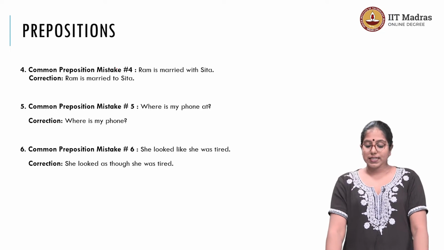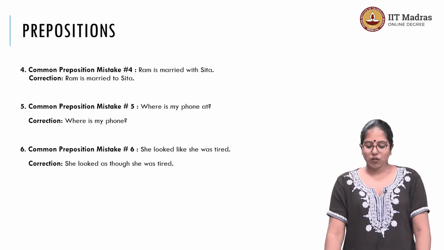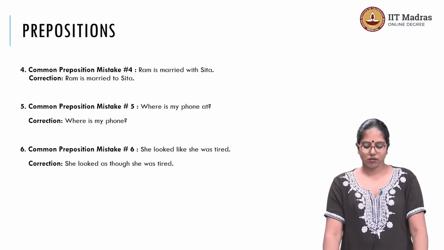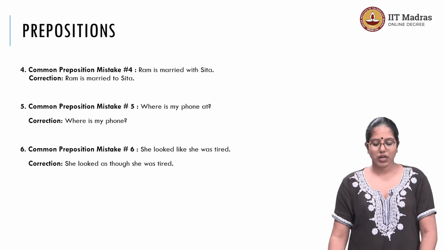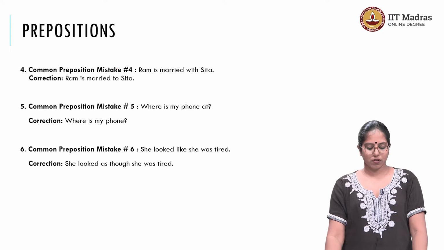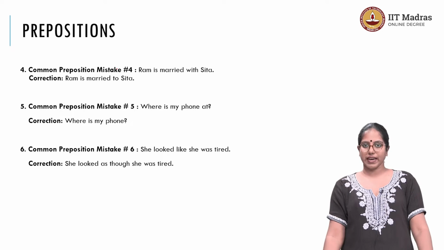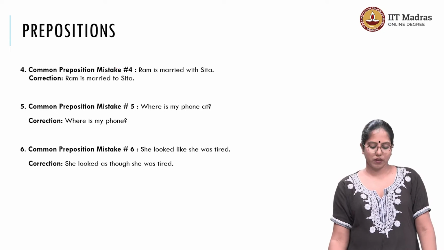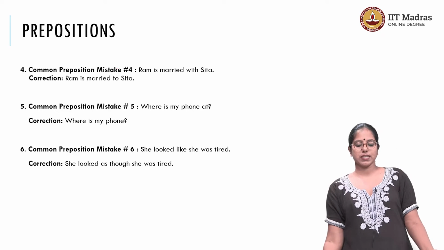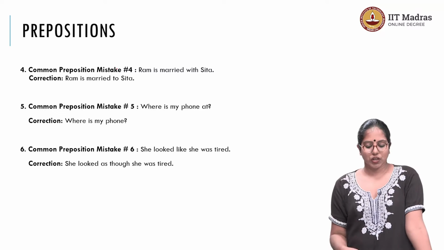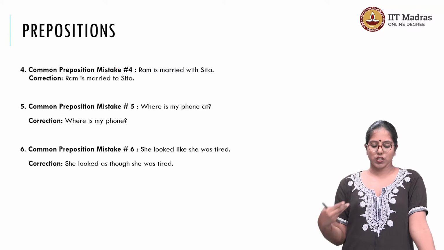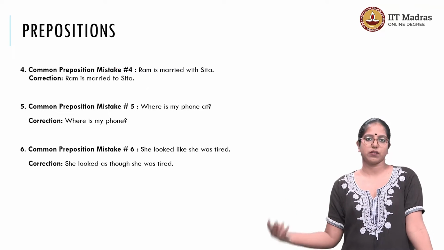The next sentence is, she looked like she was tired. And what's the right answer, or what's the right sentence? She looked as though she was tired. So, using the phrase like very liberally will make your writing sound very sloppy. So, instead you may use conjunctions such as if or as though. So, instead of using she looked like she was tired, you may use she looked as though she was tired.